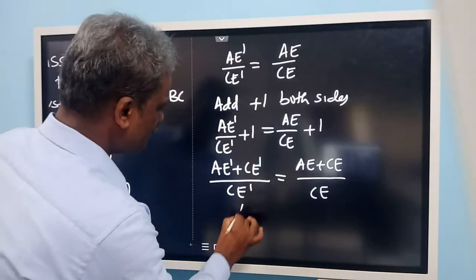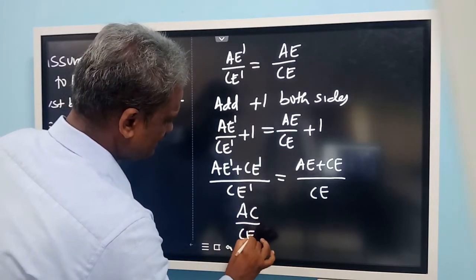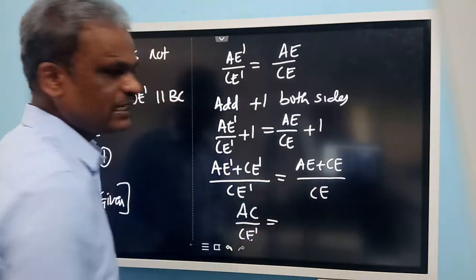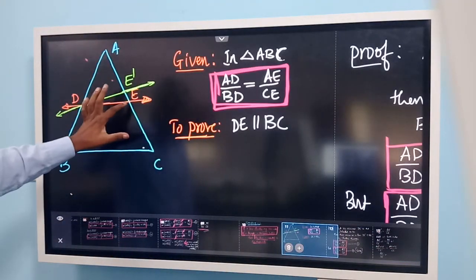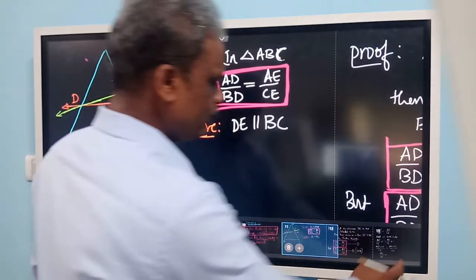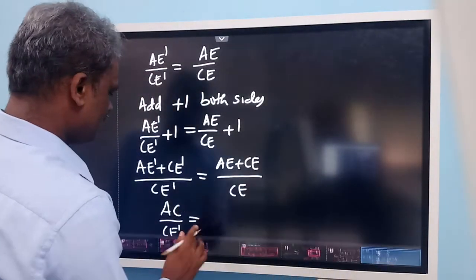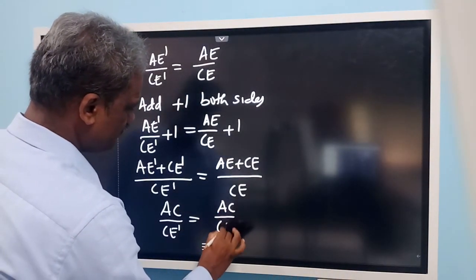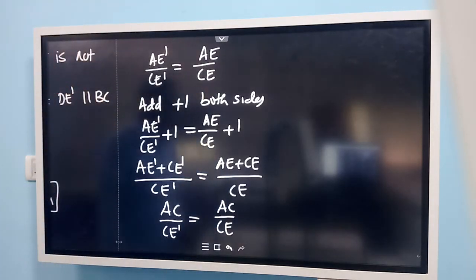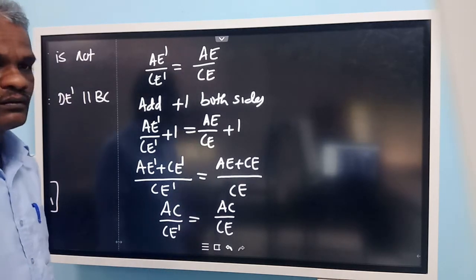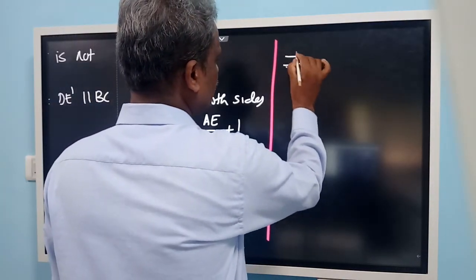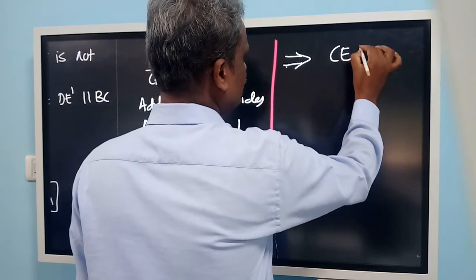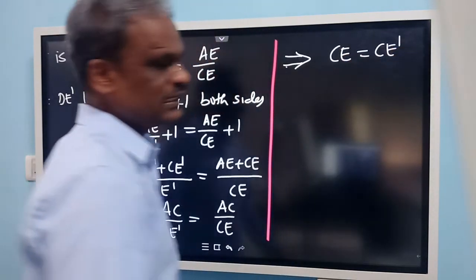So here I can write AC by CE dash. Here, AE plus CE, the same way. Look at the diagram. AE plus CE is also AC. So there you can write AC by CE. Now look at the numerators. AC and AC are the same. Therefore, what can we conclude? CE is equal to CE dash.